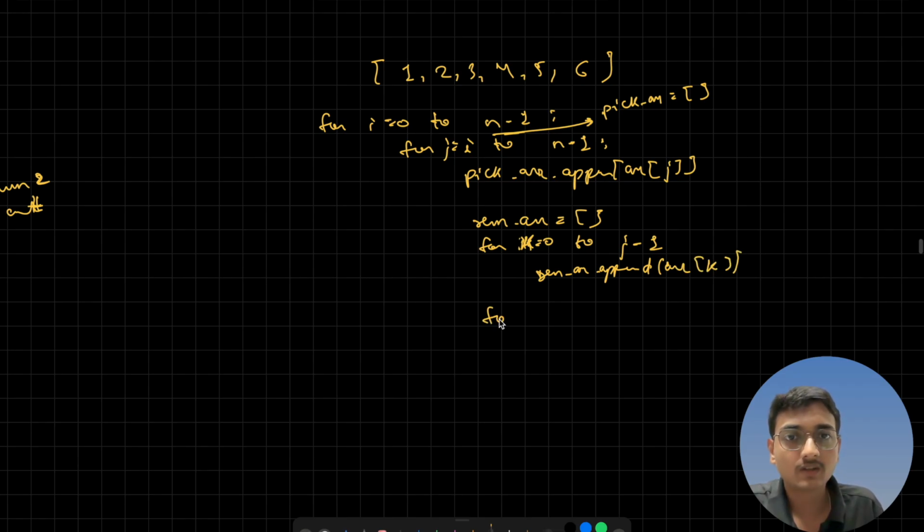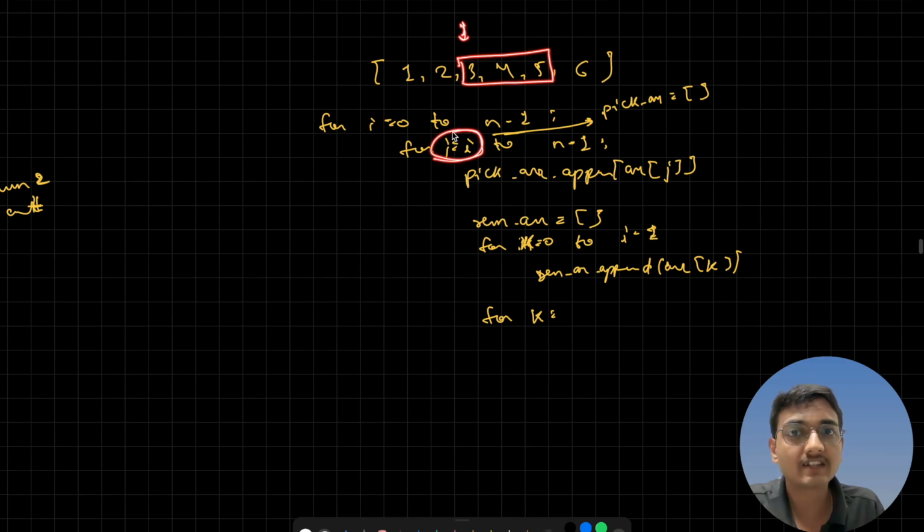Super. Now I need to put the right part. So how can I do that? K equal to, wait, I think I need to run this loop till i minus 1. Why till i minus 1? I will tell you. Let's say we are starting our loop from here. Our i tells what the start point is. You can see we are initializing j with i.